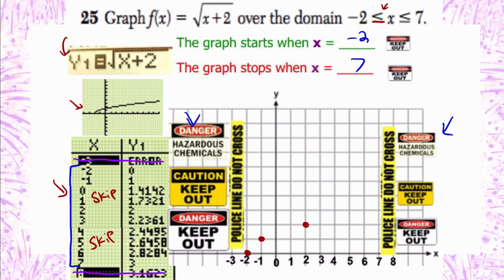And what's the last point I'm going to plot? Well, that would be 7, 3. And I'm not going to go beyond there. So let's say I graph this. Do I want to put an arrow at the end of this graph? No, I don't, because I want to stop at 7, not go beyond that. So this is the only thing that we should see. No arrow. That would be incorrect and lose a point.